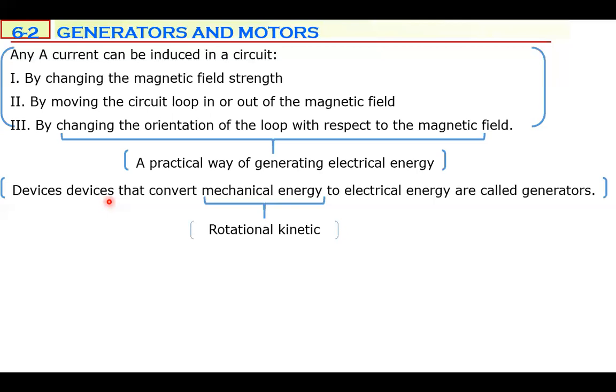So devices that convert mechanical energy to electrical energy are called generators. Why is mechanical energy converted to electrical energy? Because you are rotating the coil inside a magnetic field. So rotational kinetic energy is a kind of mechanical energy. This rotational kinetic energy is converted to electrical energy: you get EMF, you get electric current. So generators convert mechanical energy to electrical energy. Simple definition, but a mystery exam question.